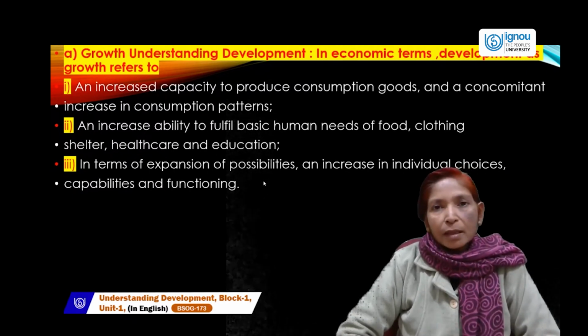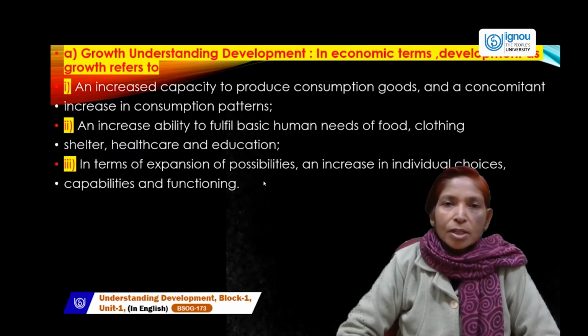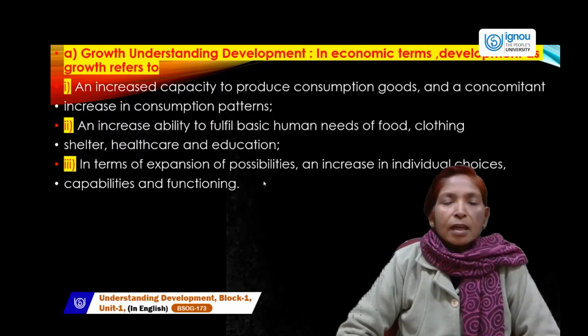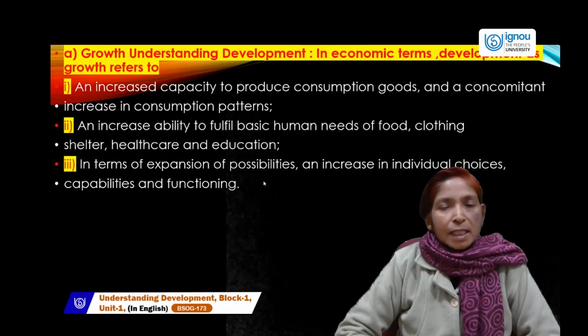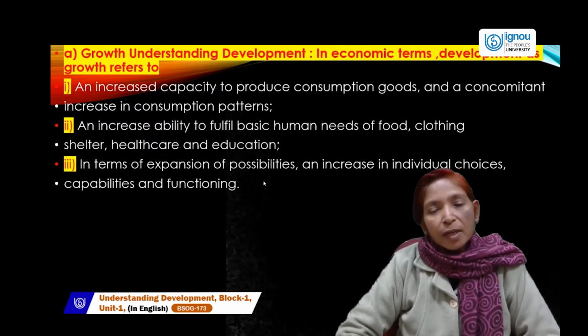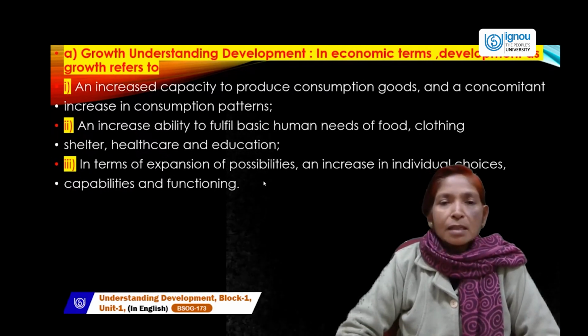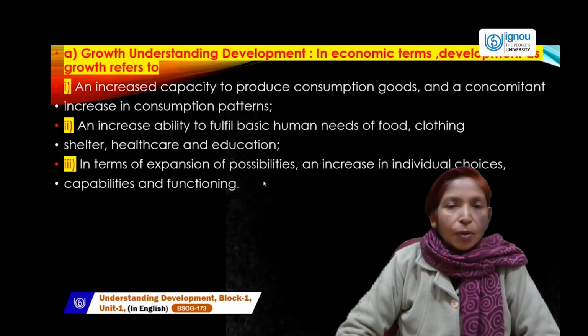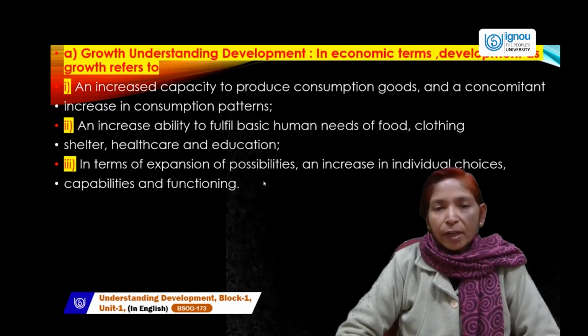At present, six things are included in our basic needs, which are very necessary for each and every person. If a person is not able to fulfill these basic needs, that person is called poor. What are our basic needs? Food, cloth, shelter, education, health, and sanitation. If all the people of a country are able to fulfill these basic needs, then we can say that the economy is growing. And third, growth can be defined in terms of expansion of possibilities and increase in individual choices, capabilities, and functioning.